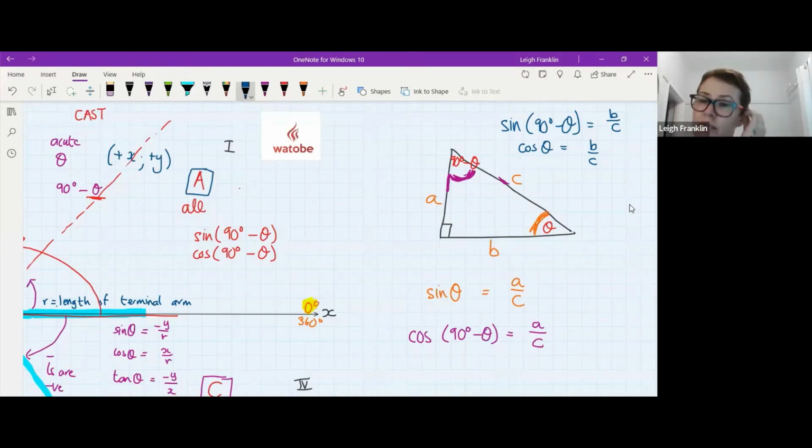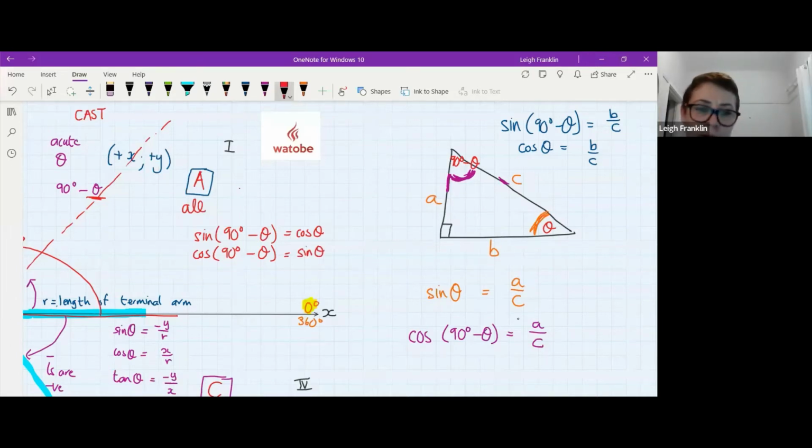So if sine 90 minus theta is equal to B over C and cos theta is equal to B over C, then sine 90 minus theta must be equal to cos theta. And similarly, if sine theta is equal to A over C and cos 90 minus theta is equal to A over C, then sine theta has to be equal to cos 90 minus theta. All right, so that's where this comes from. Going back here, that's why sine 90 minus theta is equal to cos theta. And it's also the reason why cos 90 minus theta is equal to sine theta.